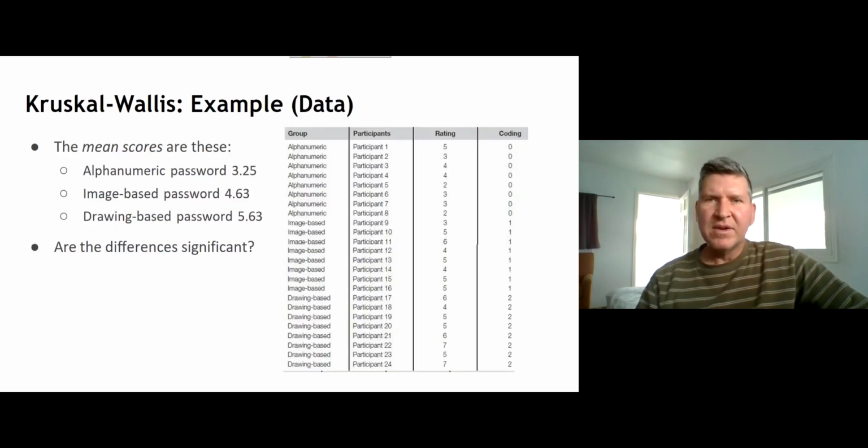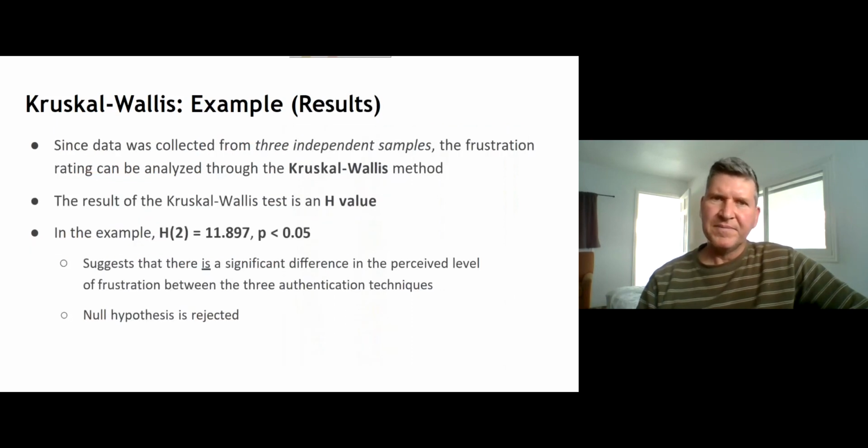So here we have our data. You can see the group is broken into 3 different categories, and we have our participants, and they give their rating. We have our coding, which refers to which group is assigned, and we come up with the following means. With alphanumeric, we get 3.25. Image-based, we get 4.63. And with the drawing-based password, we get 5.63. And we want to see if the differences are significant between these 3 techniques.